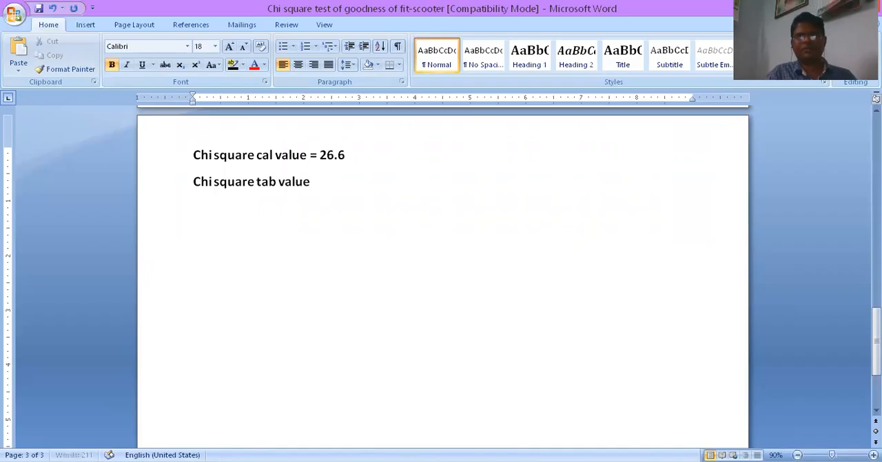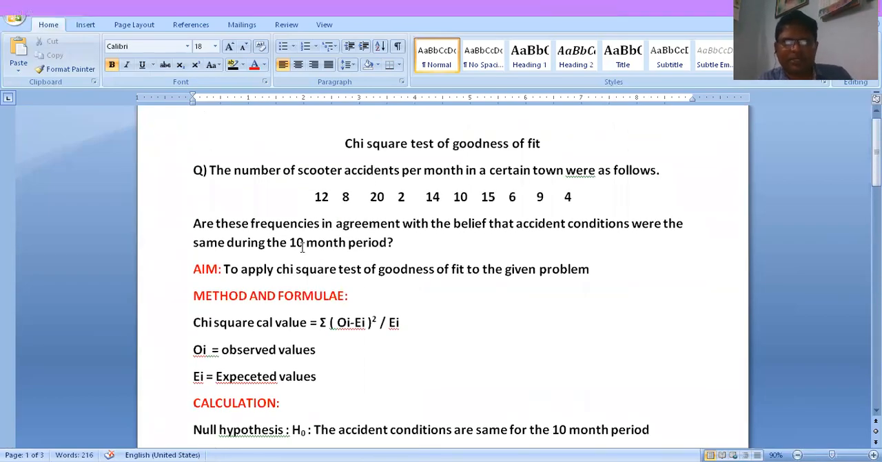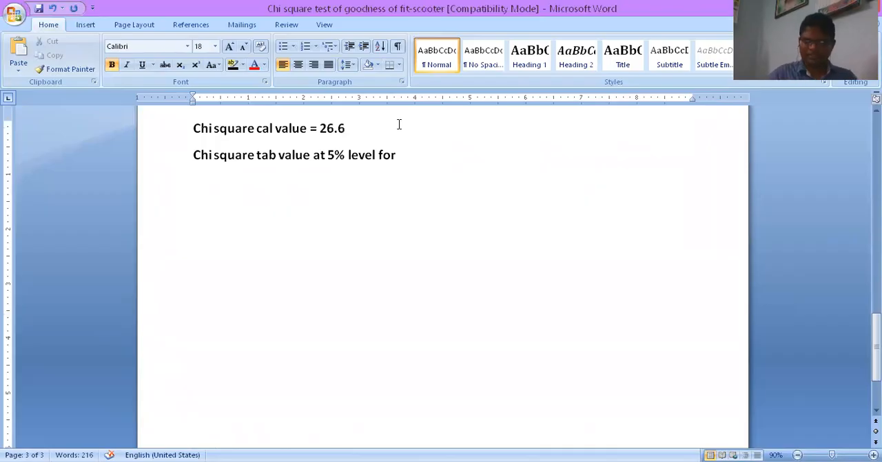Chi-square tabulated value at 5% level for how many degrees of freedom? How many observations are there in the problem? There is a 10-month period, 10 observations are there. So for 10 observations, 10 minus 1, that is 9 degrees of freedom. So the chi-square tabulated value will be checked at n minus 1 degrees of freedom. N means the total number of observations, 10 observations. 10 minus 1, because the last 10th one is free of choice, so it does not have any probability of selection. So we remove 1. So n minus 1, 10 minus 1 here, 9 degrees of freedom. The tabulated value at this level is 16.919.